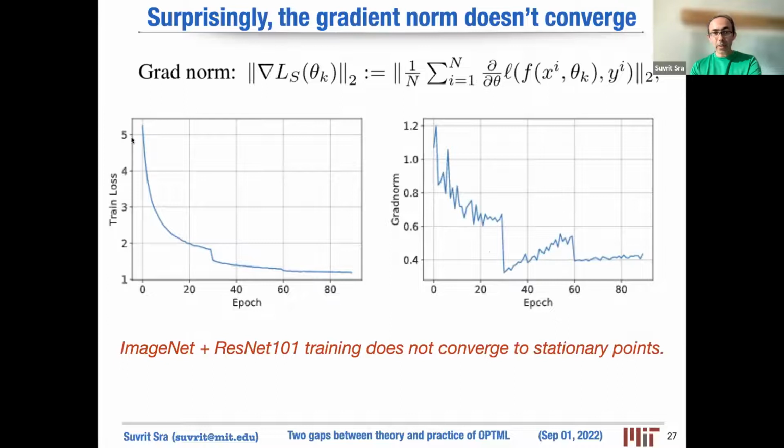This panel shows that the loss is going down. Here maybe the step size was changed. And these are the epochs. And this is run for 90 epochs, which many of you may know is kind of the standard number of epochs people run ImageNet for. So the loss seems to be stabilizing. Look at the gradient norm.